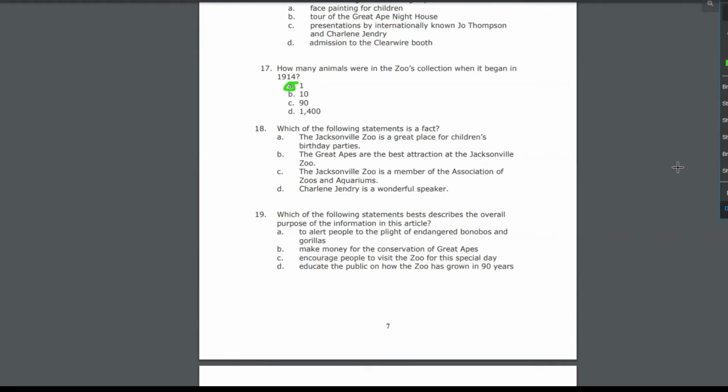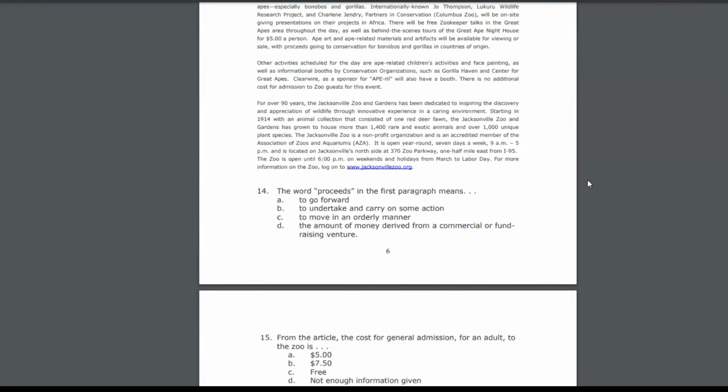I think they did this one to make sure that you guys understood the context in reference to the time, because if we go back and we look at the last paragraph, you see how we have the number 1,400? It has grown to house that many, right? But they didn't want to know that. They just wanted to know when it first started, how many did they have? So again, seeing if you guys are paying attention.